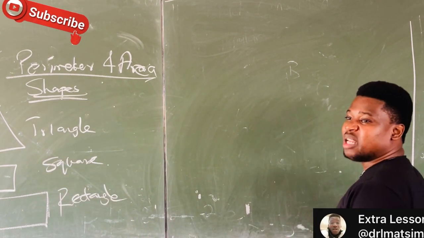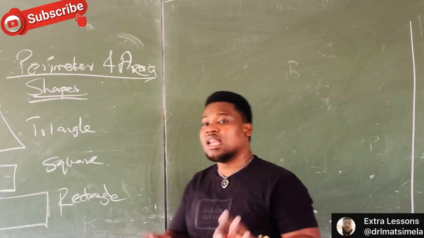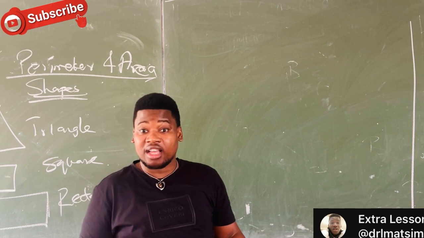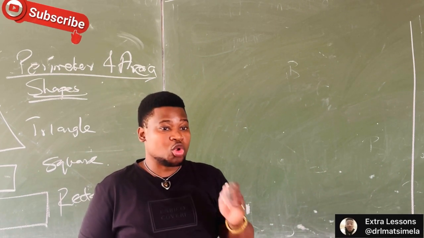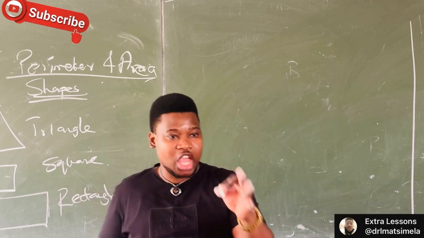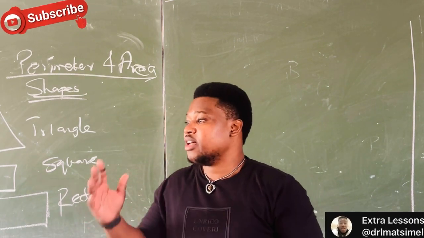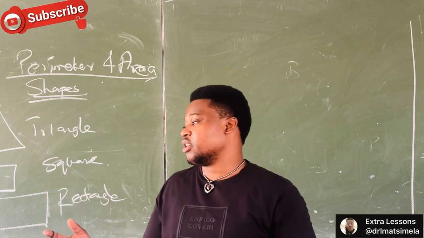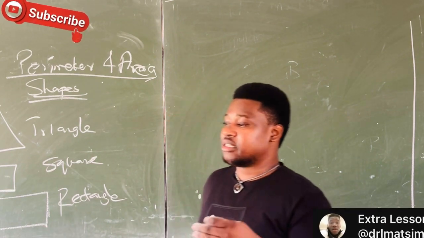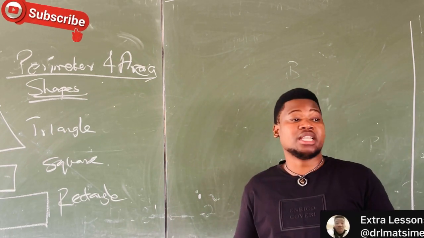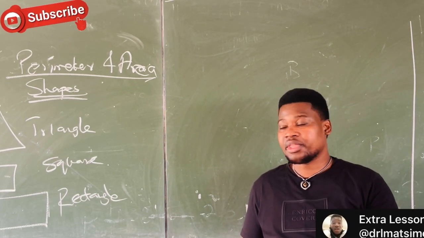Good. Now perimeter, we're talking about the total length of a shape. Total length of a shape. It means the shape must have sides, which are lengths that can be calculated or measured in centimeter, millimeter, meter, kilometers, and so forth. Are we clear? Yes. Good.